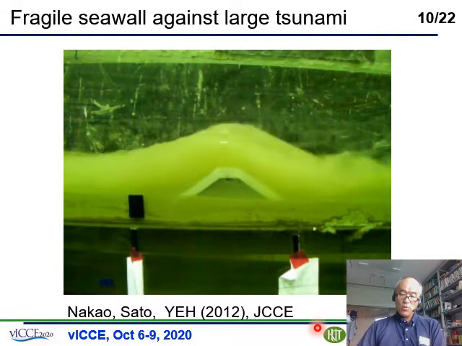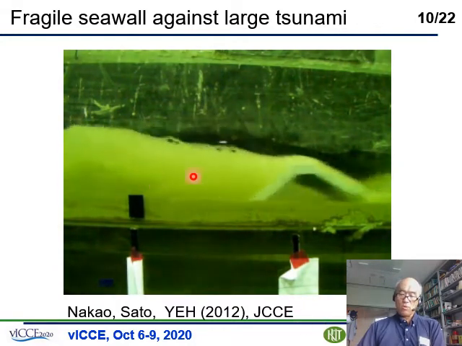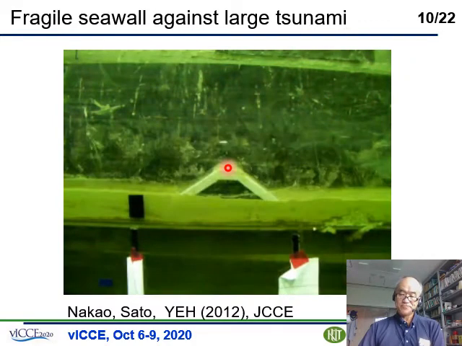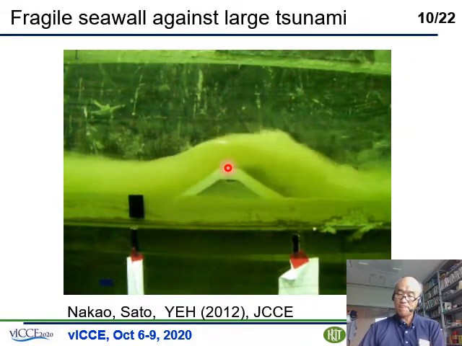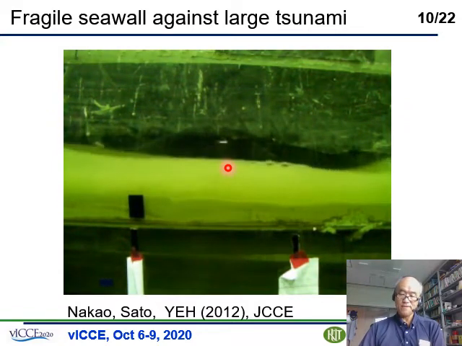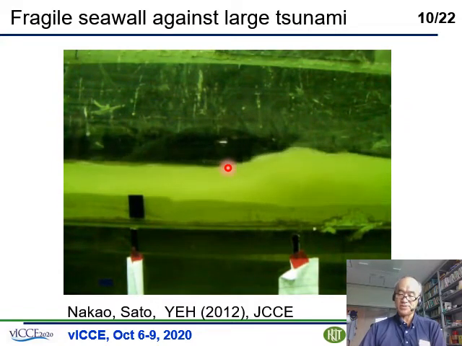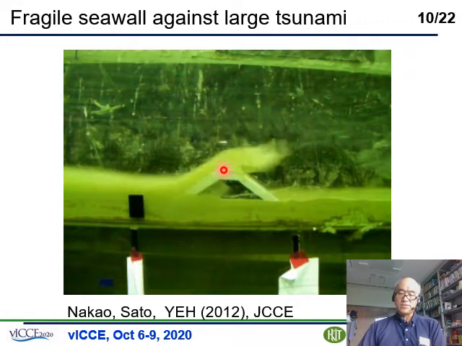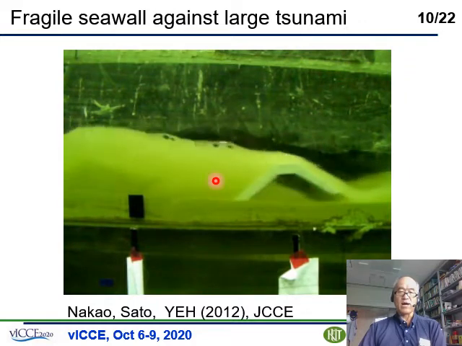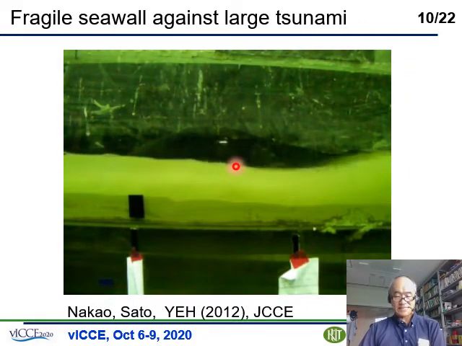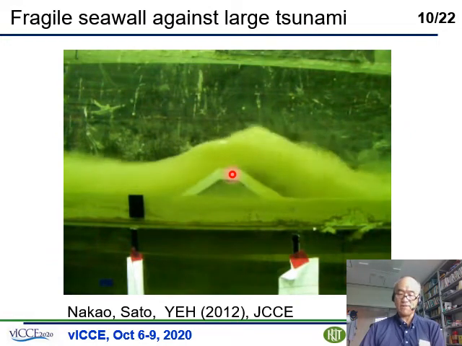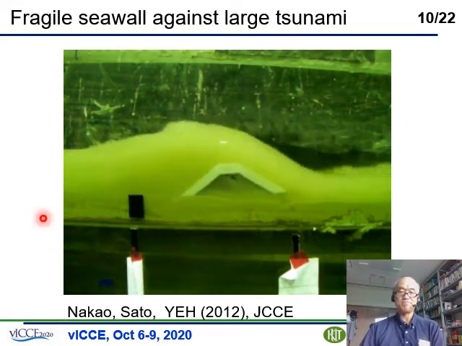Since seawalls are designed for water levels below the top of the structure, it is natural that the seawalls will collapse for overflowing tsunamis. This video is a laboratory experiment showing a concrete riprap seawall flushed away by an overflowing tsunami.